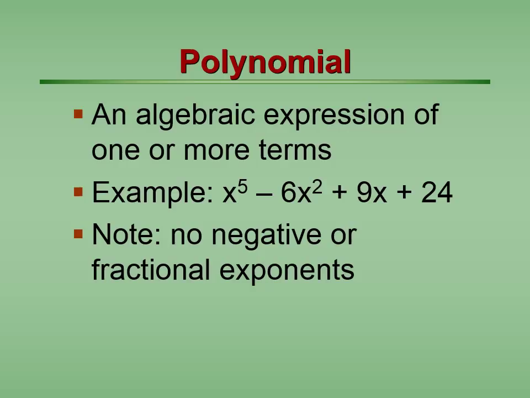In the same way, since we know that x to the 1/2 is the square root of x, that means that we would never have a square root or a cube root or any type of root in a polynomial either. You could have a term that doesn't have a variable in it. For example, 24 doesn't have a variable, but it's still a term.